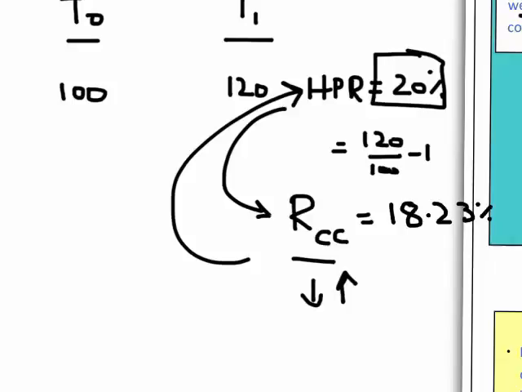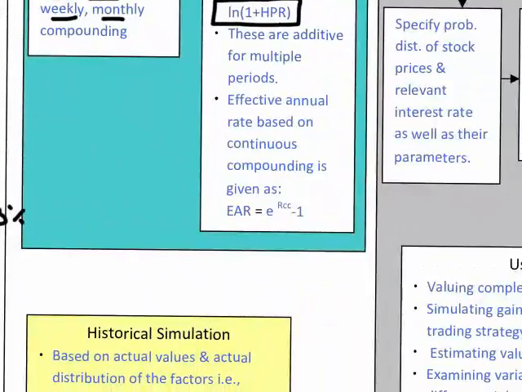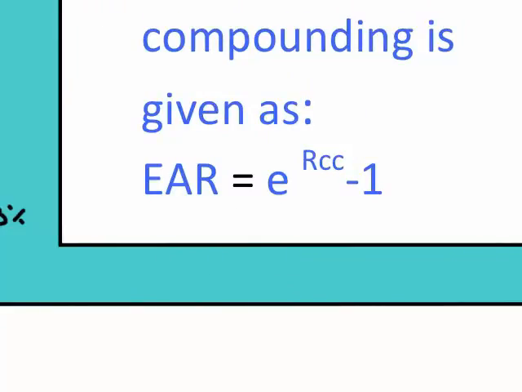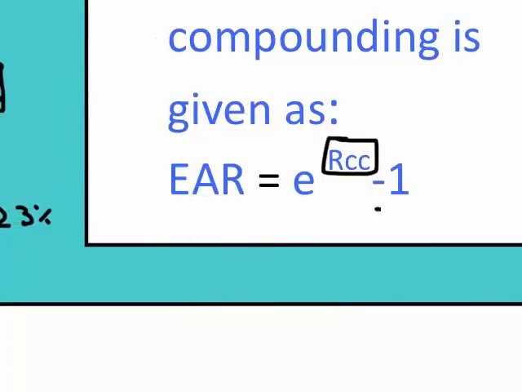Now let's learn how to move it backward. So if you are given 18.23, how are you going to convert it back to 20? This is the way we do it. So you are going to type 18.23, 0.1823, and then you are going to press second function ln and minus 1. You should be getting 20%. Right? Are you? Okay. As you can see, the second function of ln is e raised to power x, and that's what we need, e raised to power x.